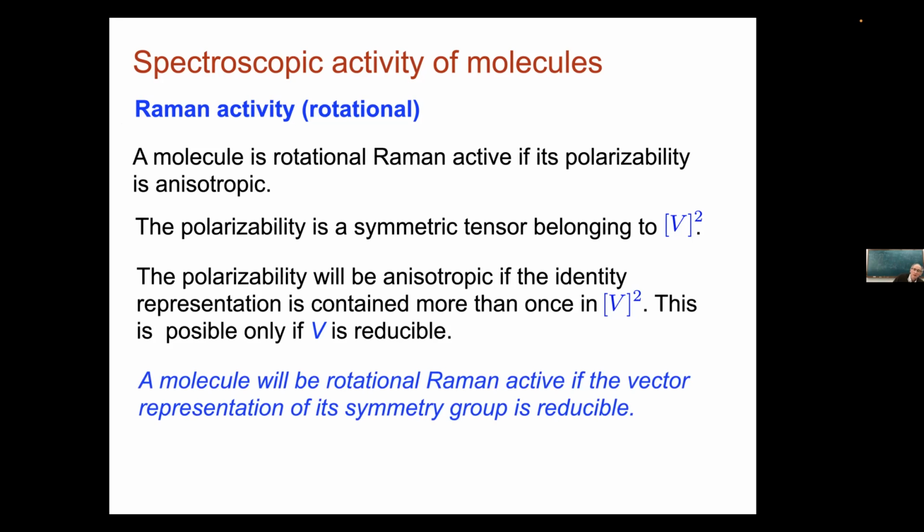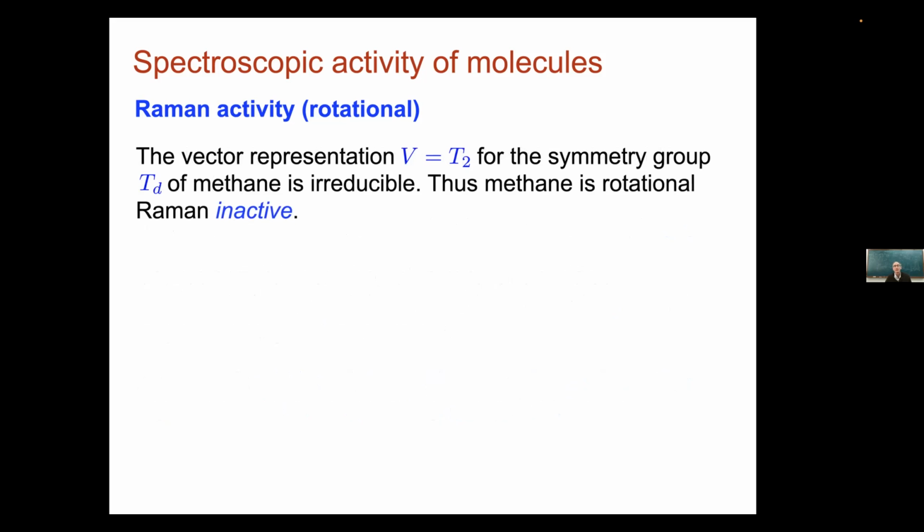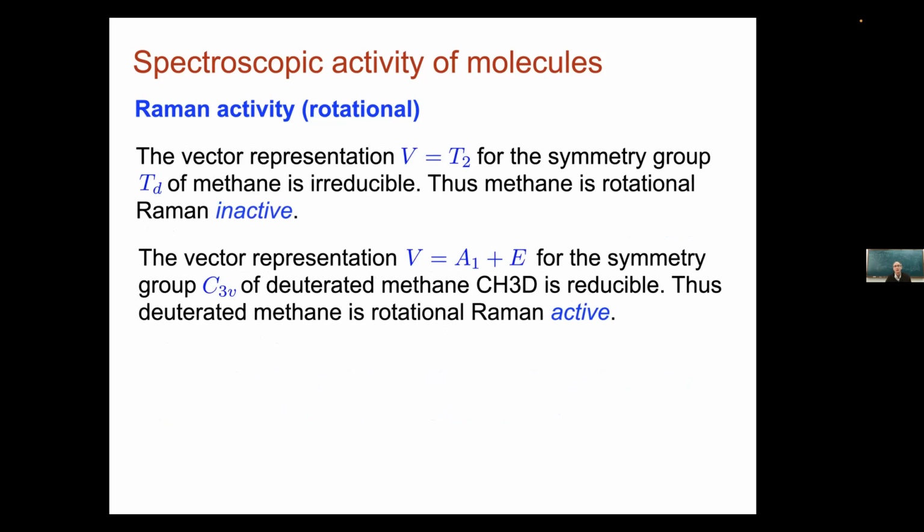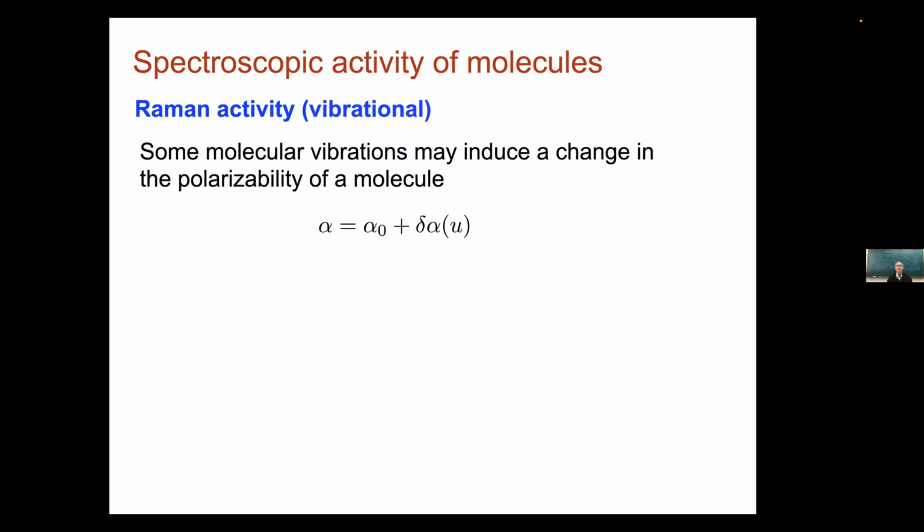You have rotational Raman activity if the vector representation is reducible. So for methane, it's inactive because this is irreducible, but for deuterated methane, this is active because this thing decomposes. Okay. So now vibrations.